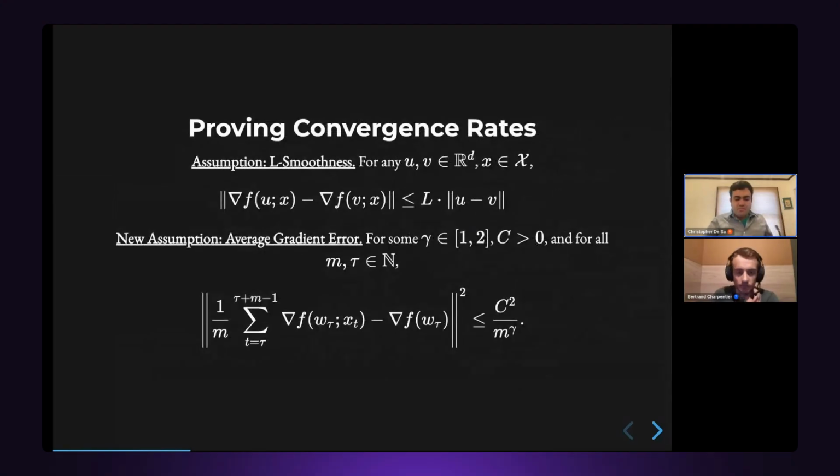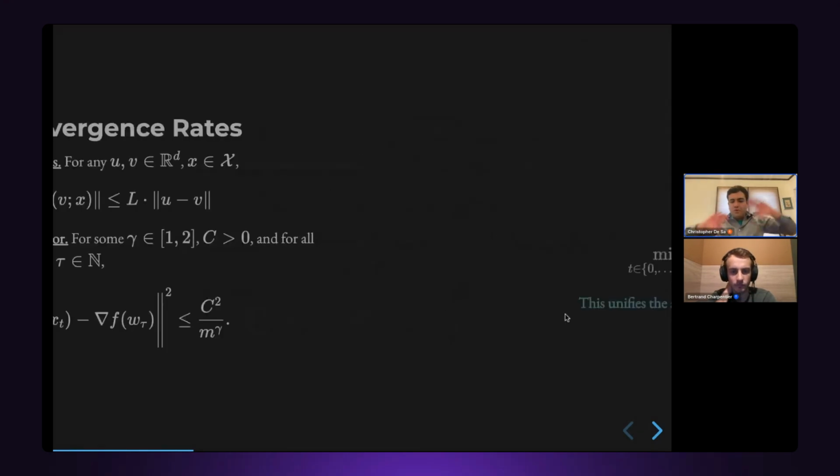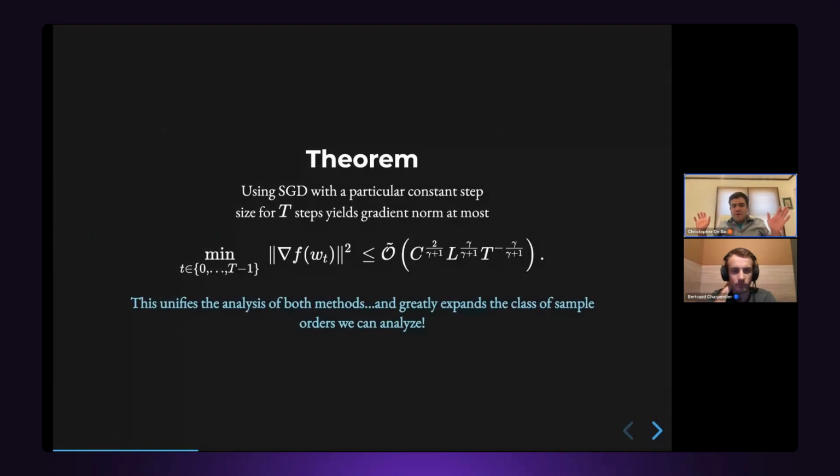And the proof is basically based on a new assumption where we say, let's assume that the average gradient error scales as some constant c squared over the number of samples to some exponent gamma, and then you can prove a convergence rate as a function of gamma and extend this to a bunch of other theoretical classes. Basically this means that for any example order that you care about, as long as you can bound how far that example order's runs of example gradients are from the full batch gradient, you can immediately get a convergence rate.